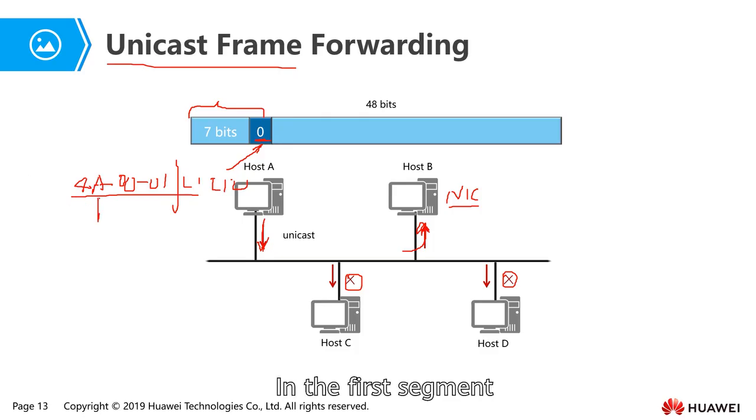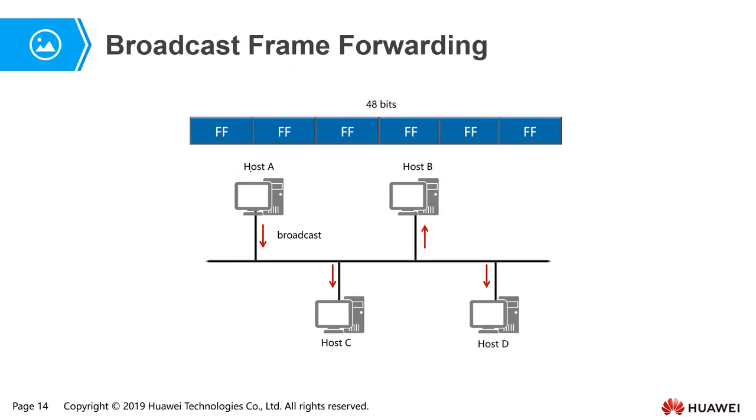Then the first segment should be an even number. That means this bit is 0. This is a unicast frame.